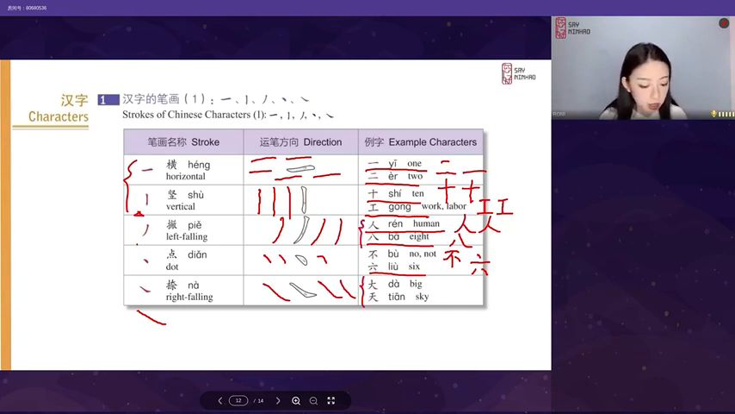And let's see another two examples. So the first one is da, which means big. It is written like this: first, a horizontal, and then a left falling, with another right falling. This is da, which means big. And another, sky, tian. It consists of two horizontals and a left falling and then a right falling. So these are the basic particles of Chinese characters, strokes.